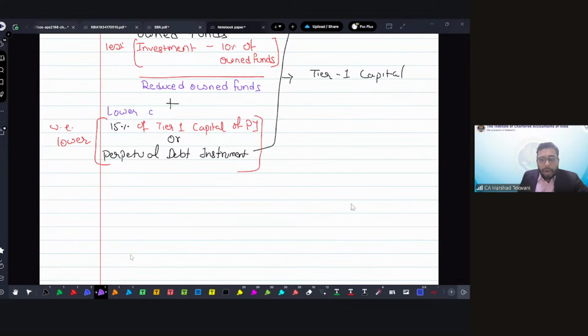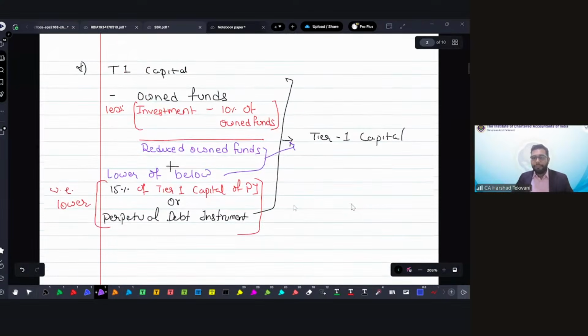So the lower of the two amounts together will make your tier 1 capital. This is the definition, basically, and the formula to calculate the tier 1 capital. Clear? Yes, sir. Clear, sir. This particular calculation has been asked a few times in the exam also. I have seen it. It's very important, actually.